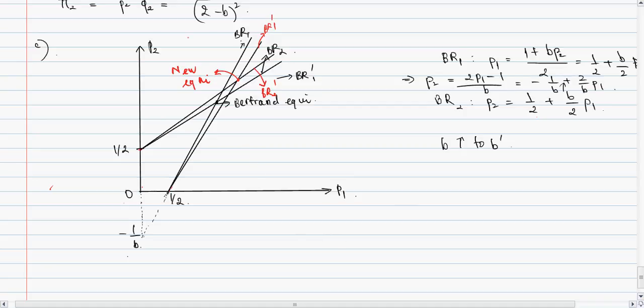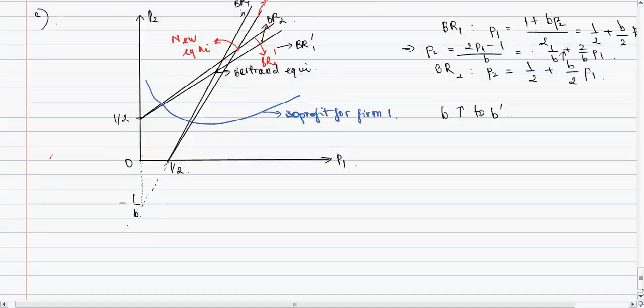Okay, so isoprofit curve, again, the idea is the isoprofit curve is the curve including all the combinations between P1 and P2 that will give firm 1 exactly the same profit, and that's going to be a convex curve, something like this. Okay, so I'll say this is the isoprofit curve for firm 1.